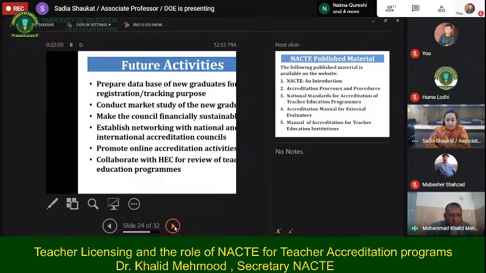These are some more activities we are planning. We want to make the council financially sustainable so that we can initiate further steps such as teacher licensing and other quality assurance mechanisms. Once we are financially stable, we can go further. We are preparing a database for new graduates.